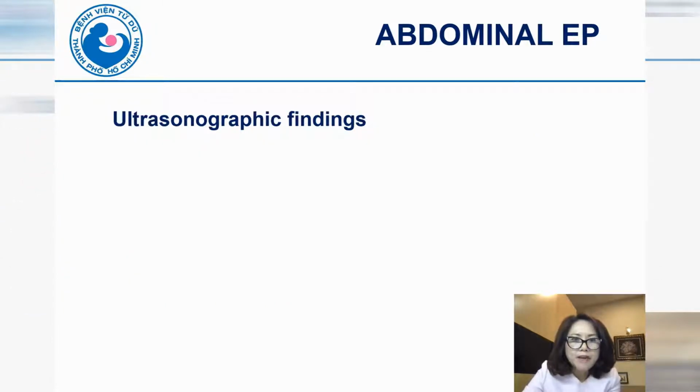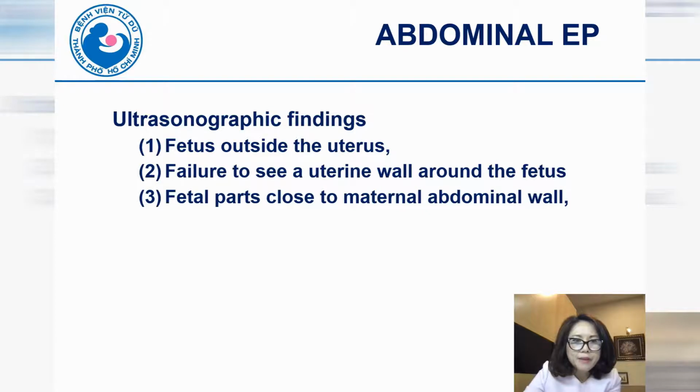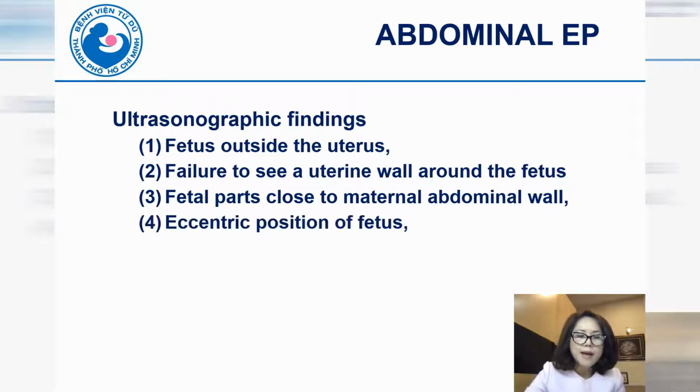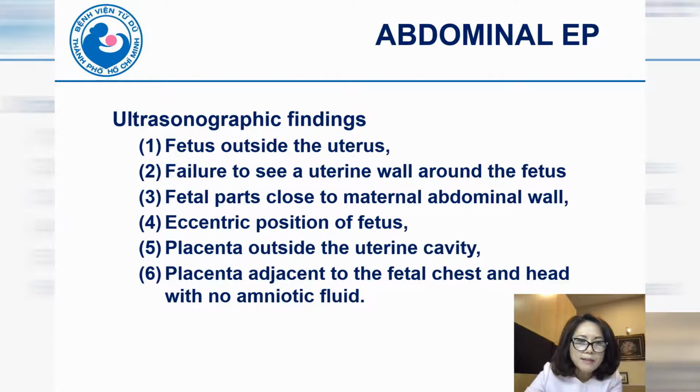Ultrasonographic findings suggesting an abdominal ectopic pregnancy include a fetus outside the uterus. We cannot see the uterine wall around the fetus. The fetal parts are close to the maternal abdominal wall, the fetus is in an eccentric position, and the placenta is outside of the uterine cavity, adjacent to the fetal chest and head, with no amniotic fluid.